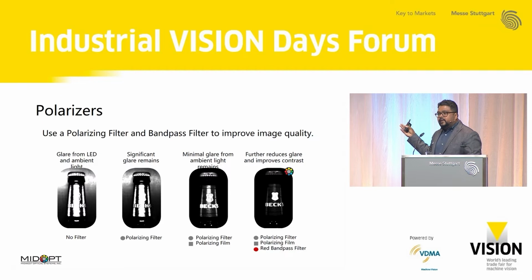And then in the final image, we use a red bandpass filter in addition to the polarizing filter and the film to just get rid of some overhead interfering light. And so you can see how polarizers can really affect and help with the applications that are dealing with specular glare.